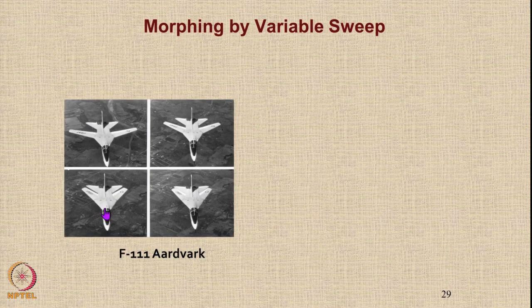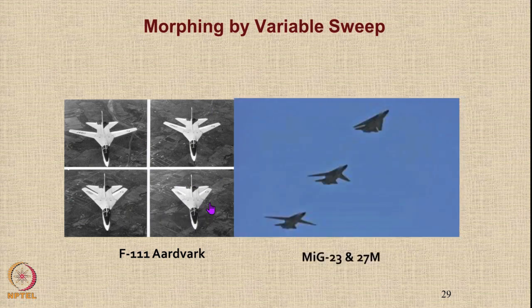So, variable sweep, here is an example of variable sweep in which the wing can have various positions, and in our own country we have had experience of operating this aircraft, MiG-23 and 27M. It also has 3 specific positions at which the wing sweep can be created.